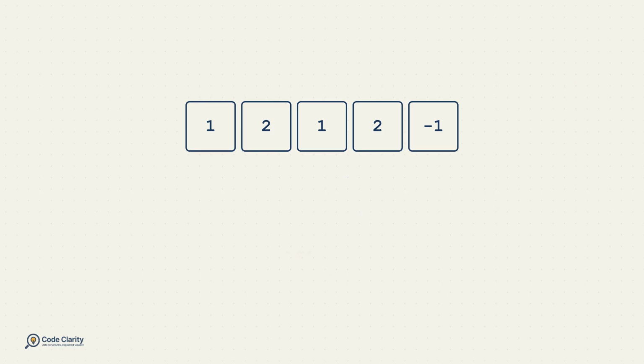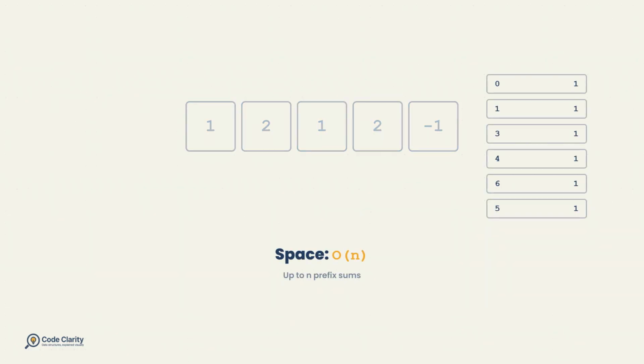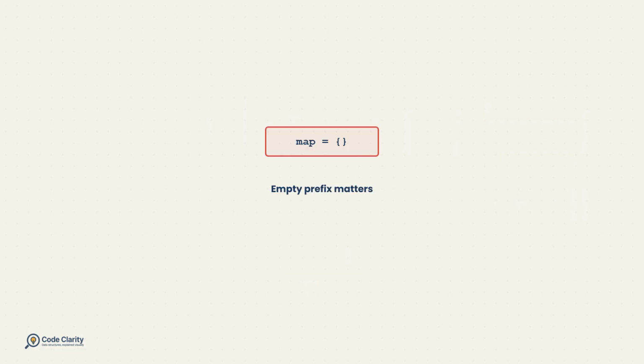Before we finish, remember these 4 common mistakes. First, don't forget 0 mapped to 1. The empty prefix matters. Second, store frequencies, not just whether a prefix exists. Third, check the map before storing the current sum. The order matters. And finally, a standard sliding window doesn't reliably work here when negative numbers are allowed.